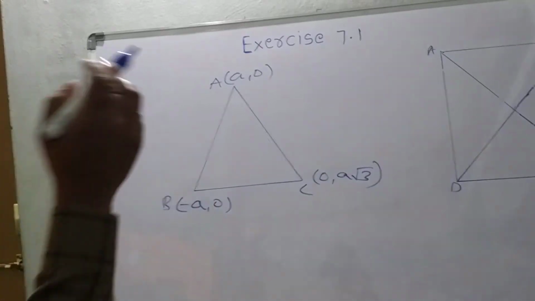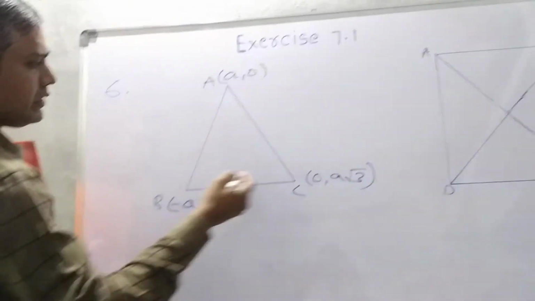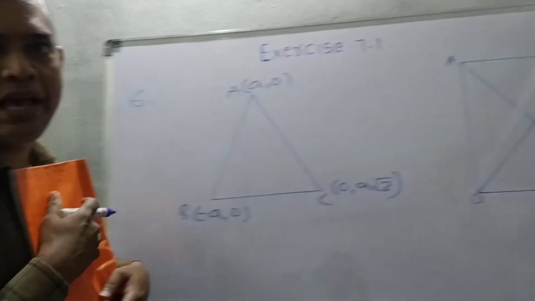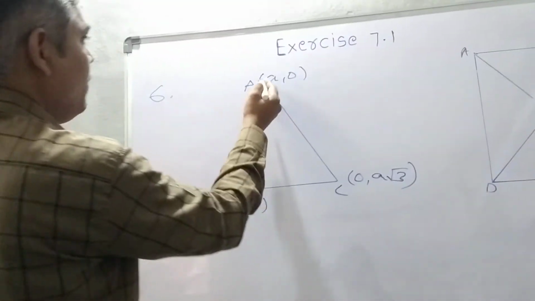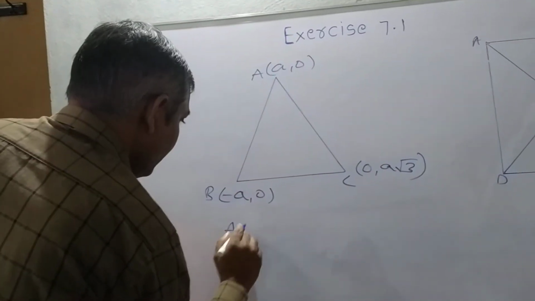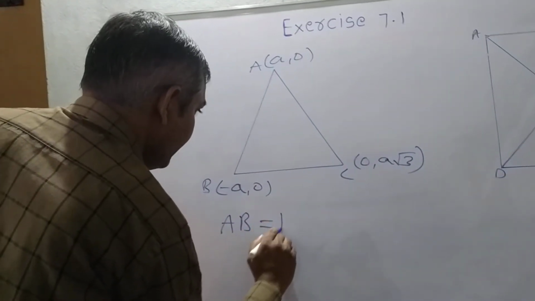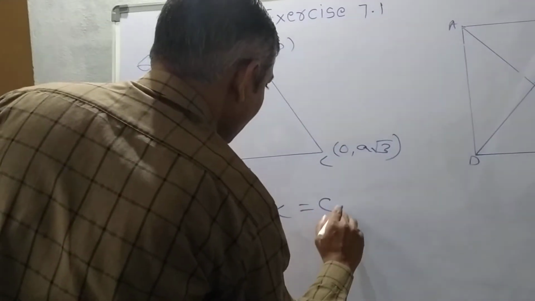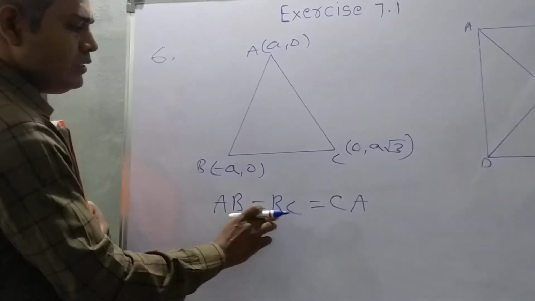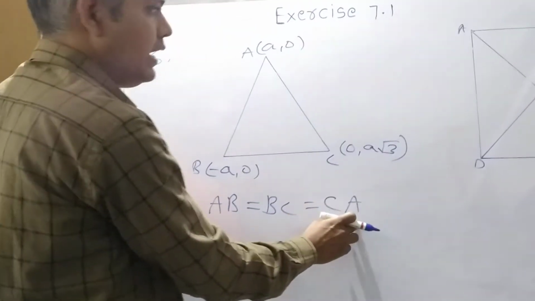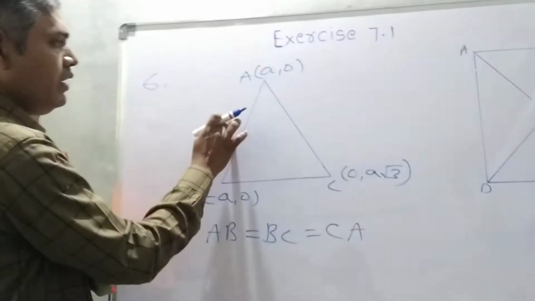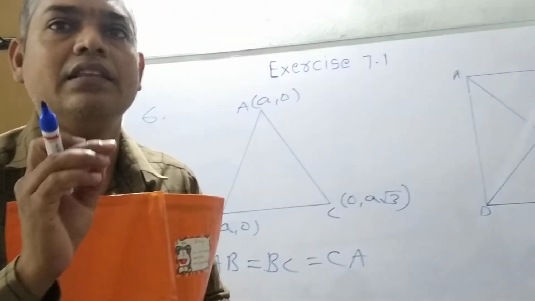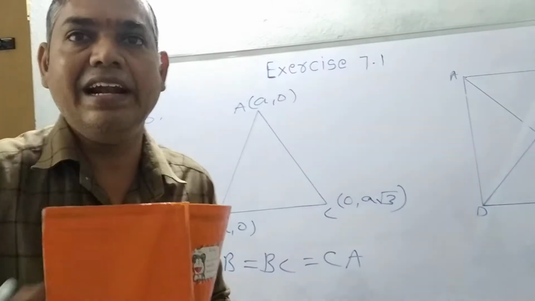If you want to prove the given triangle is an equilateral triangle, we have to prove all the side lengths are equal. If all the sides are equal, then the triangle is said to be an equilateral triangle. First you have to prove AB is equal to BC is equal to CA.